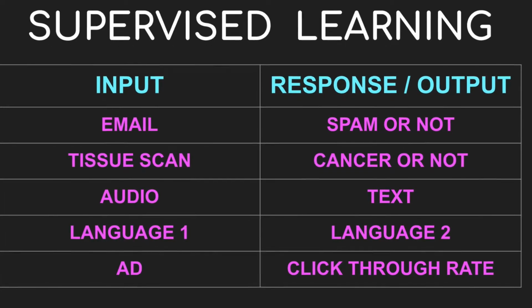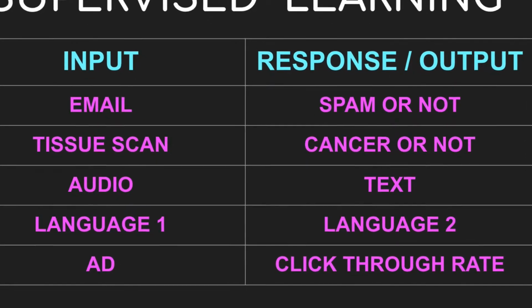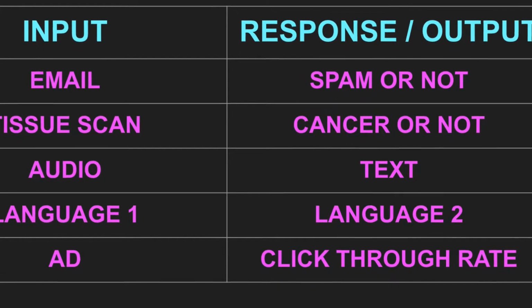Other examples are audio to text, translation from one language to another, and the most important of all of them is finding the click-through rate on an ad. So now you can see how important it is for Google to develop AI.